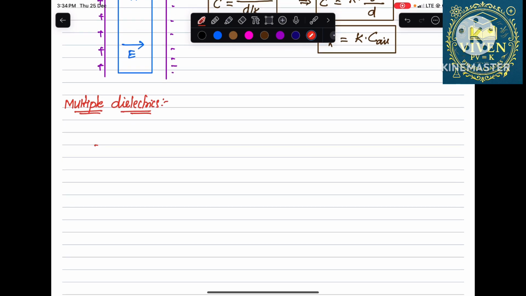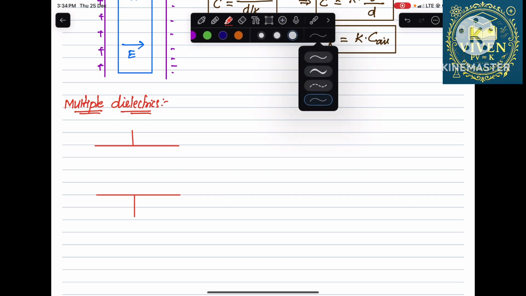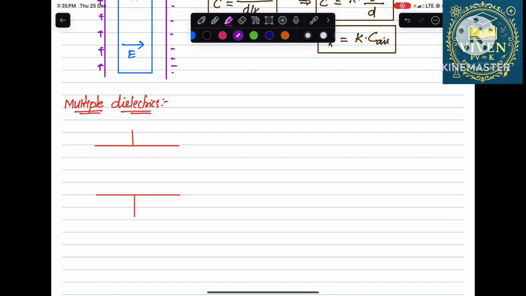So now let me draw. This is one parallel plate, and this is one more parallel plate. Now they have placed multiple dielectrics between these two. So now what I would like to draw is multiple dielectrics between these two, shown in this way.